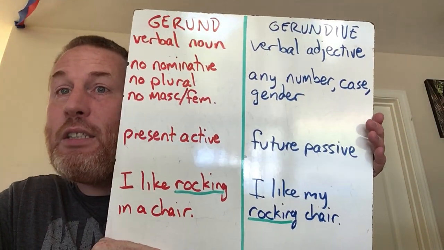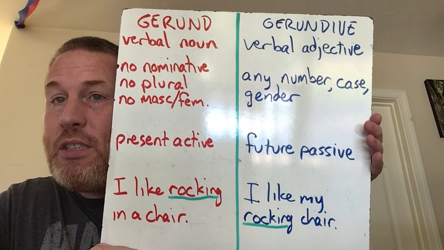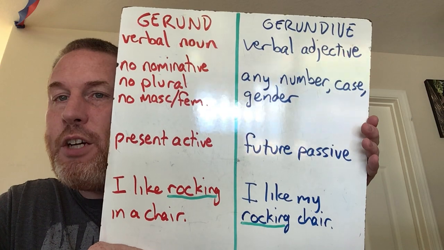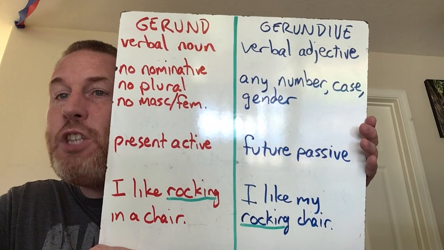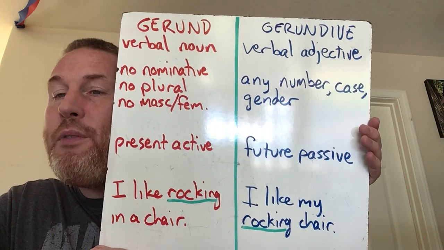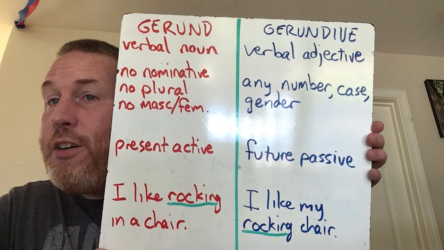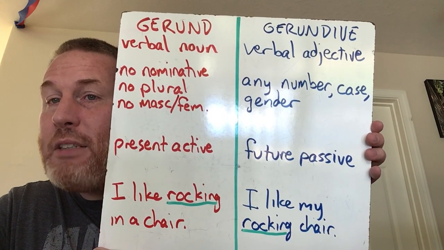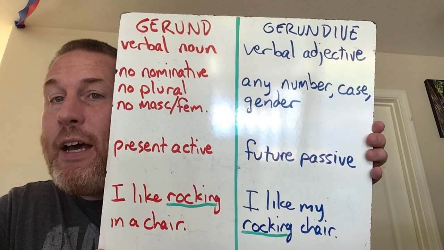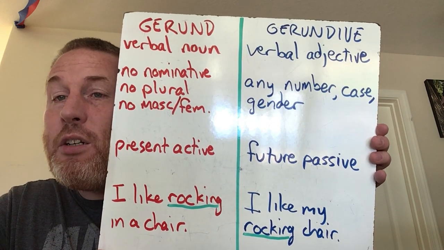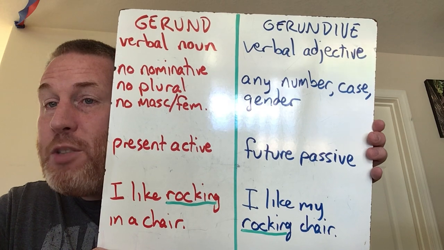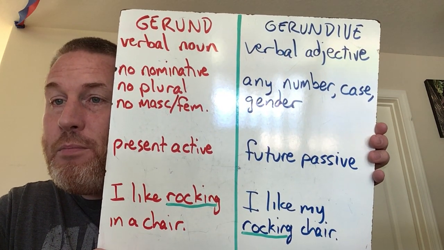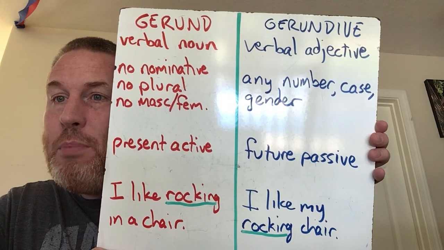But here's a really good, quick breakdown of gerunds versus gerundives. In the next lesson, I'm going to teach you each of the cases for the gerund and the gerundive. So a gerund is a verbal noun. A gerundive is a verbal adjective. A gerund has no nominative, no plural, no masculine or feminine. A gerundive has any number, case, or gender. A gerund is translated as present active. A gerundive is future passive, okay? That which is being snoring.